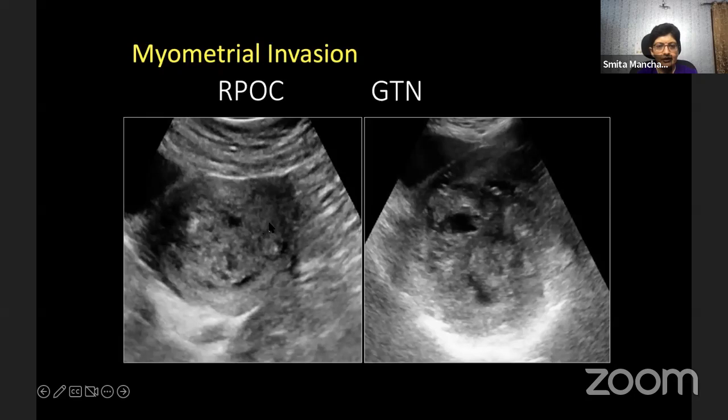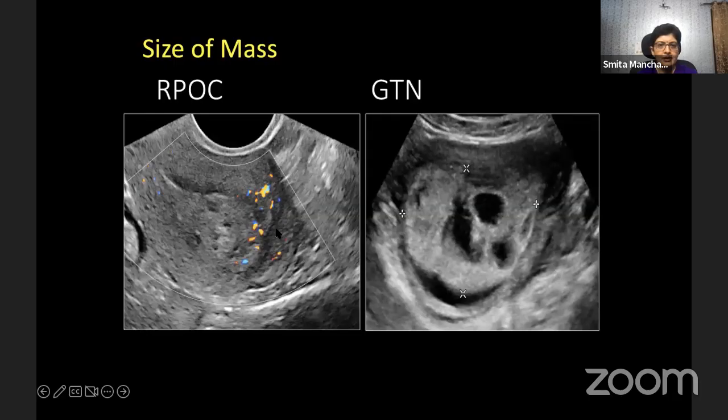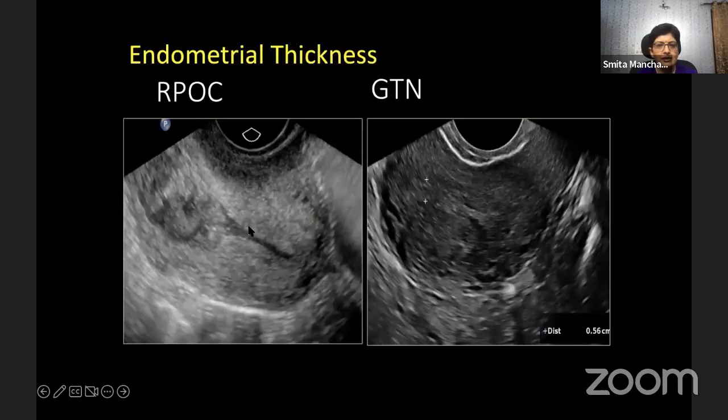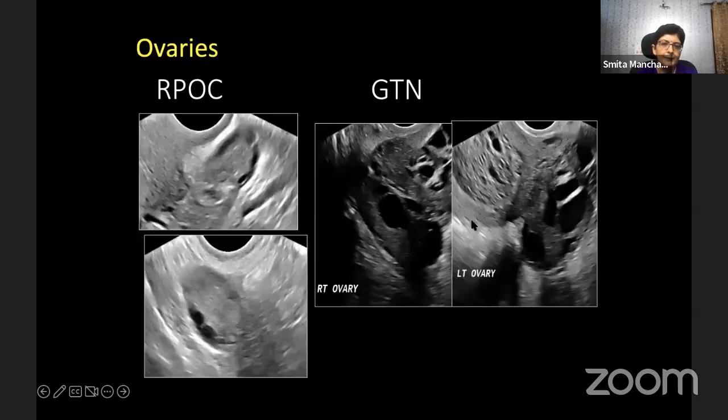Myometrial invasion is not there in RPOC. Here we can see that this is within the cavity, and here again within the myometrium. Size of the mass is actually variable, but yes, generally smaller in the RPOCs compared to a GTN. Again, morphology: in GTN, the typical snowstorm of the H mole you can see, or you can see echogenic mass of the RPOC. Endometrial thickness, so this stripe is normal and then this mass is in the cavity. Here, a smaller endometrial thickness because the mass is predominantly myometrial.